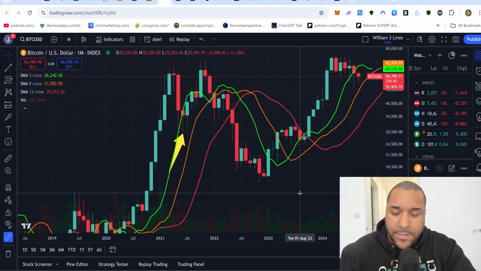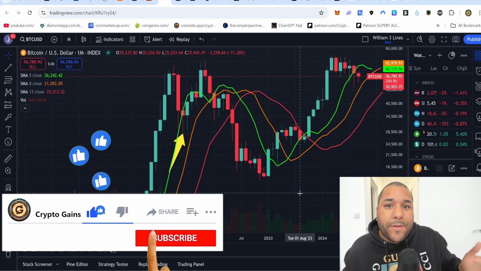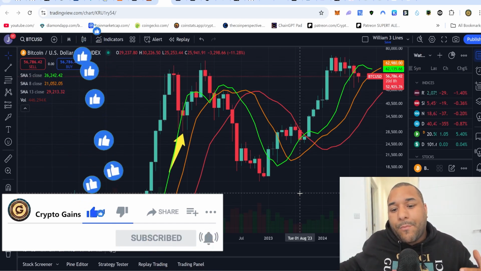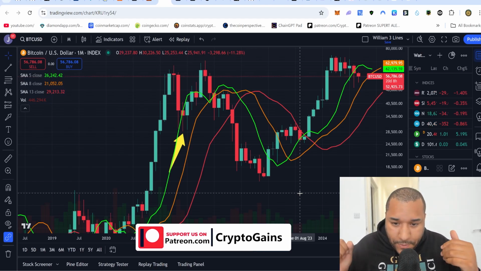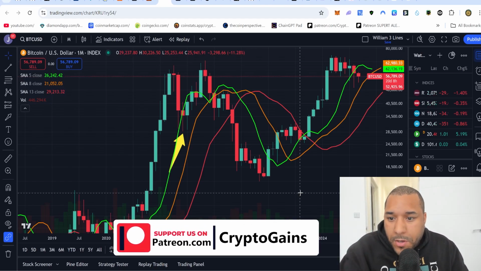The reason I show you this is because I want you to be on the other side. I want you to be on this side rather than the side where it pierces the red line and it dumps and you lose everything. So at least if you're looking now and you're paying attention now, you can be prepared for these things.